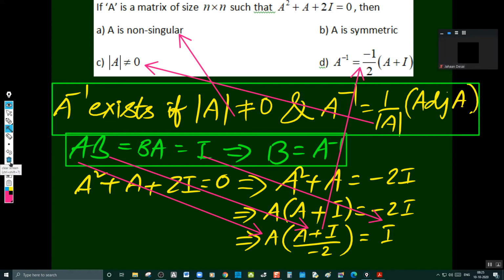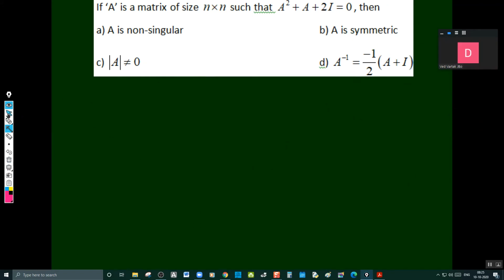Moving to the next question. Yes, please, Johan. Sir, how will we check the second option? Asymmetric, we cannot decide that. We cannot decide. Asymmetric means A transpose is equal to A. From this relation, we are not getting any hint for that. Okay? Okay. Thank you, sir.